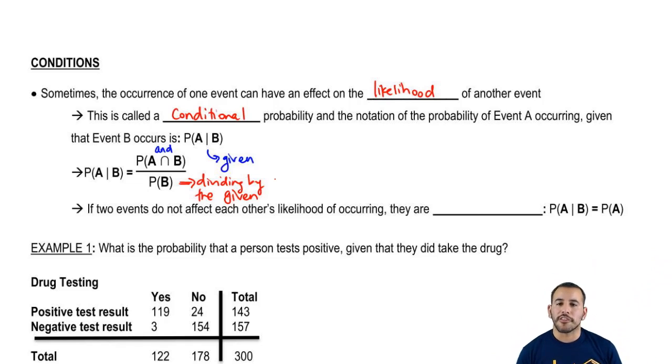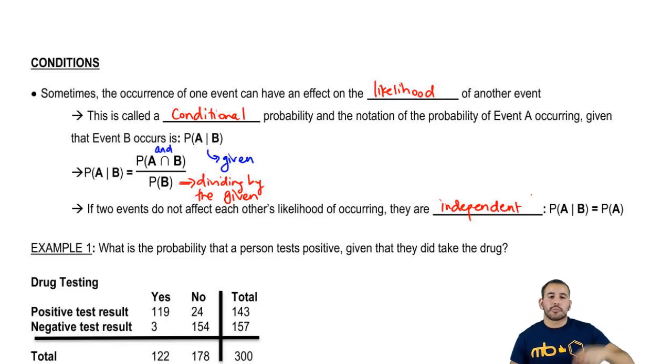So if two events do not affect each other's likelihood of occurring, they are considered independent. So what does that basically mean? That means that the probability of A given B is still just the probability of A, right? Because even if B happened, A is not affected by it. A is just kind of chilling, doing its own thing.